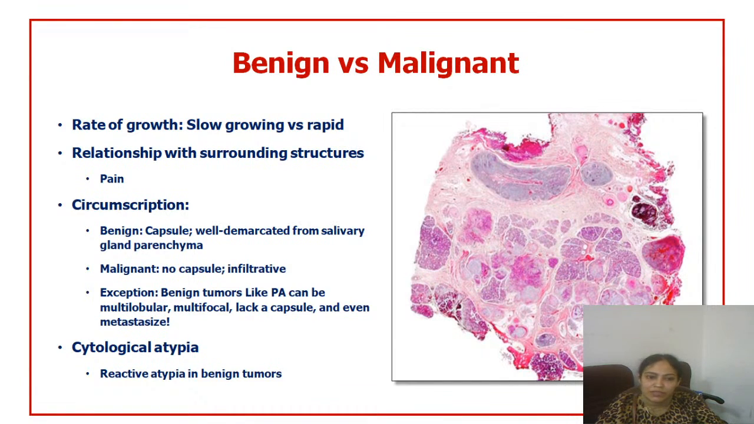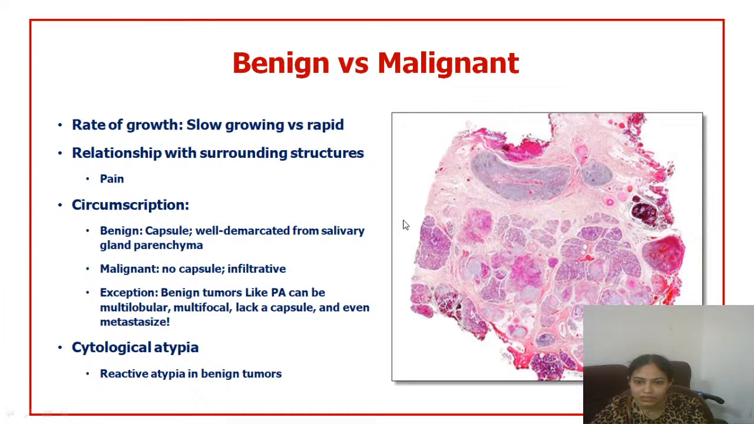We look at the circumscription of the tumor. If it is benign, it would have a capsule and it would be well demarcated from the surrounding salivary gland parenchyma. However, if it was malignant, there's no capsule and it has infiltrative borders. The exception to this is that benign tumors like pleomorphic adenoma can be multilobular, multifocal, they can lack a capsule, and they are even known to metastasize although they are benign.